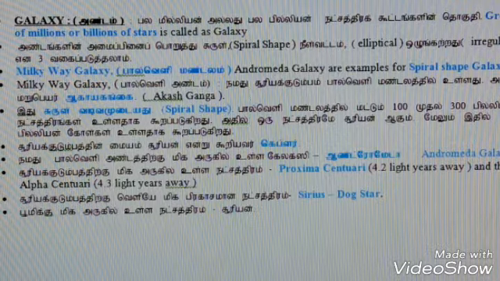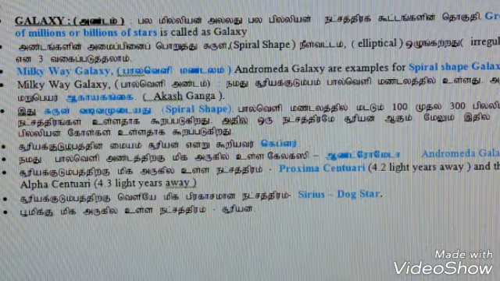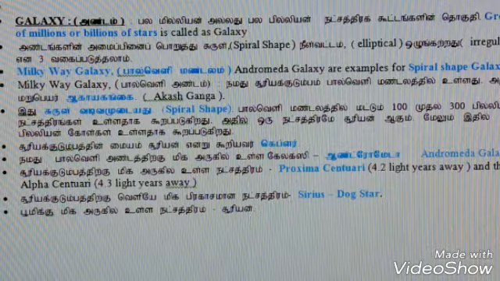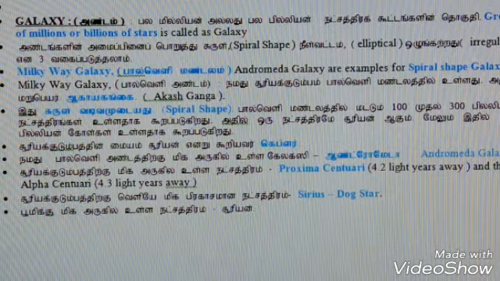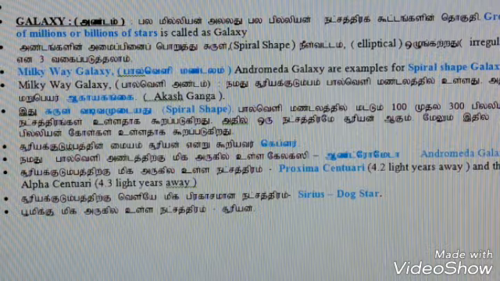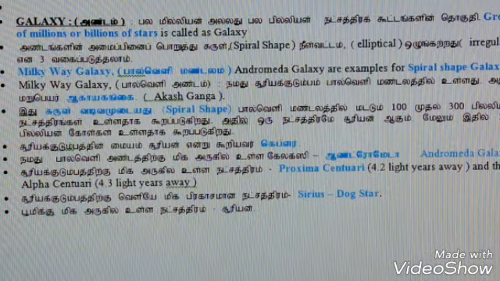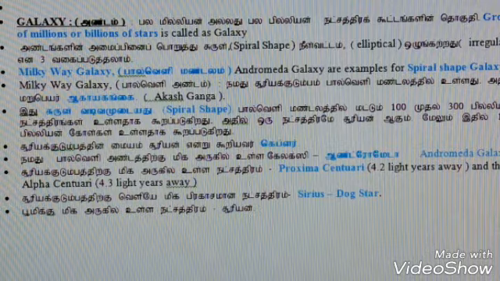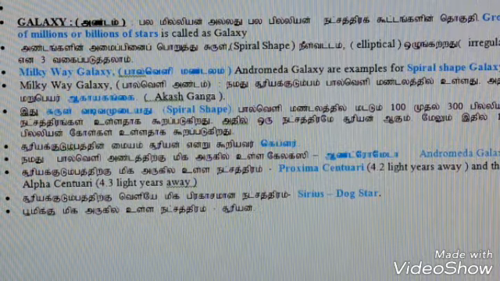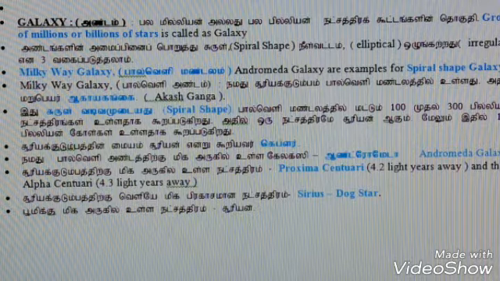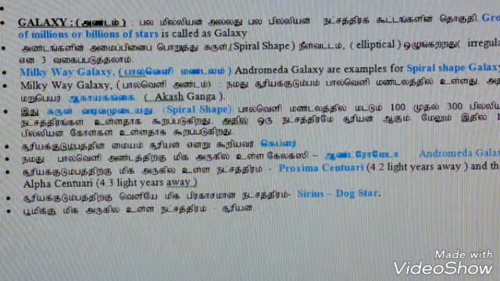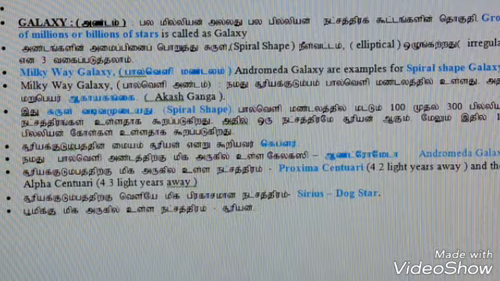White dwarf is a low mass star. If the mass of the star is relatively small like our sun, then it is known as white dwarf. If the mass is relatively higher than our sun, it is known as neutron star or pulsar. If the star is bigger than sun, it will turn into neutron star or pulsar. These are the evolutionary stages of a star.